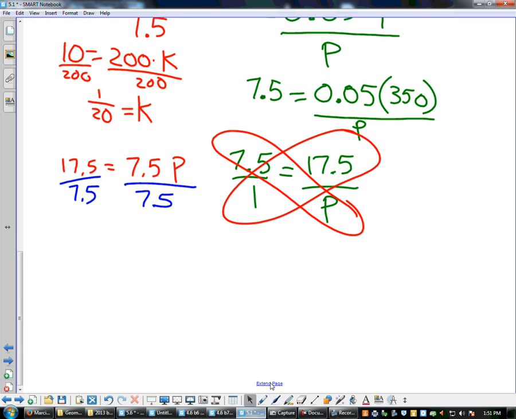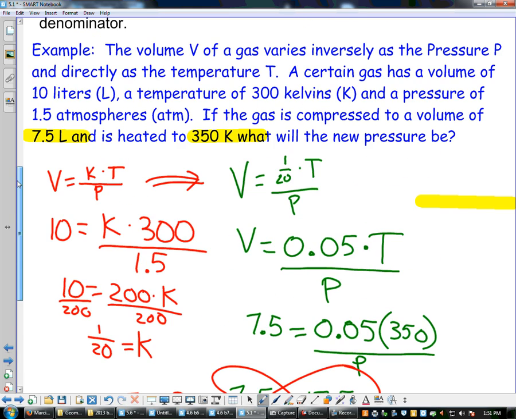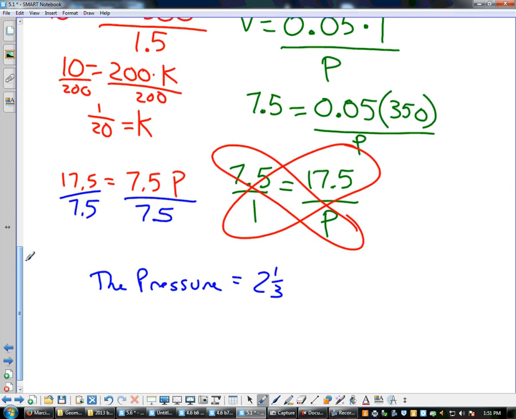So the pressure would be 2 1/3. And the units to describe the pressure is in atmospheres.